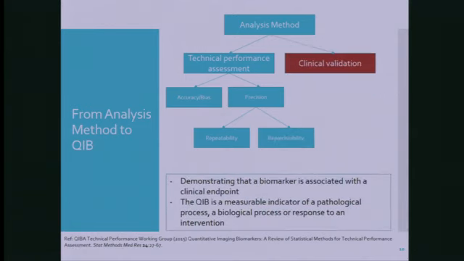Then also not just technical performance, but the clinical validation. Can your biomarker demonstrate an association with the clinical endpoints or not? Well, simply going back to the definition of QIB, it should be a measurable indicator of a pathological process, biological process, or response to an intervention.